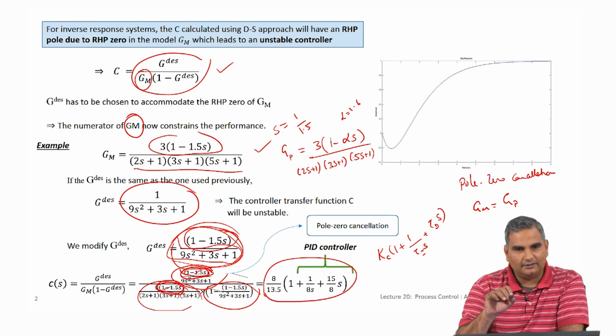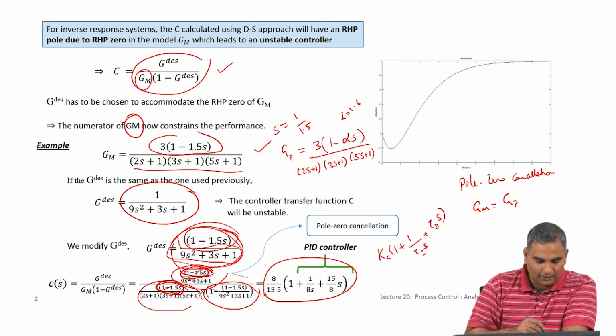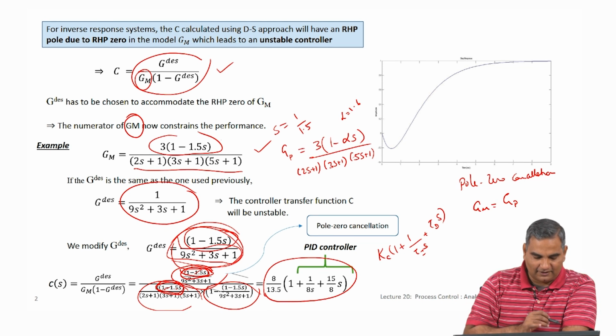The answer is the pole 0 cancellation will always work in this case, because I am anyway going to work with a model, and irrespective of what value alpha takes, I am going to use this model transfer function. As long as I use this model transfer function, this and this will get cancelled, and I will get this PID control.